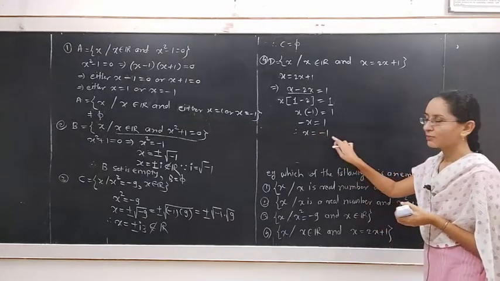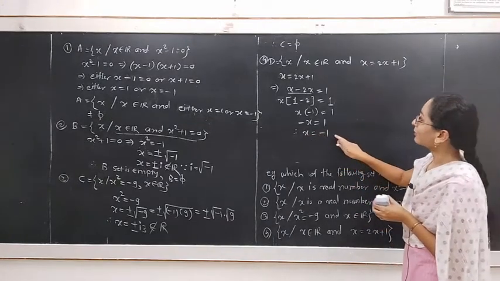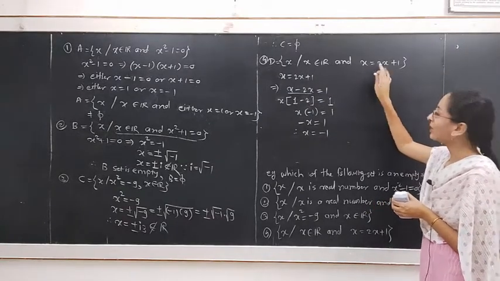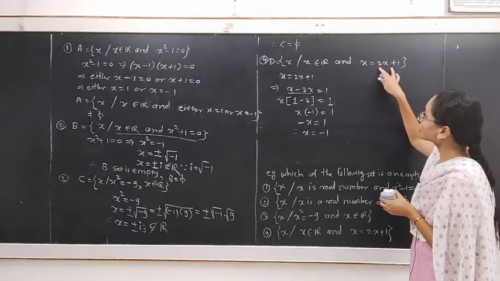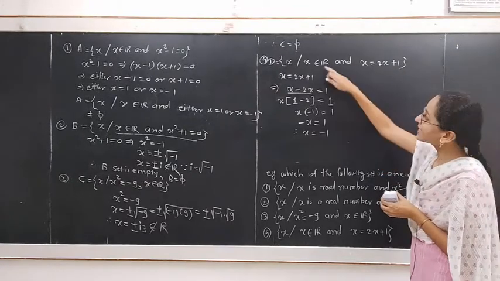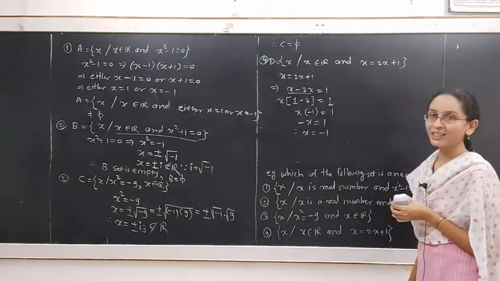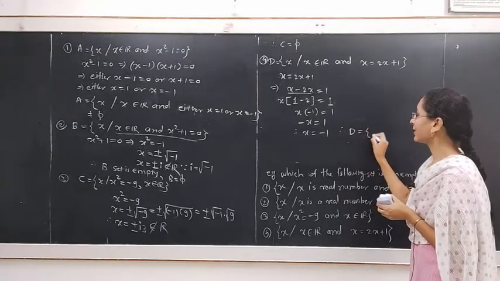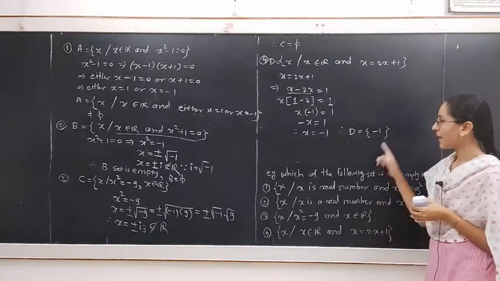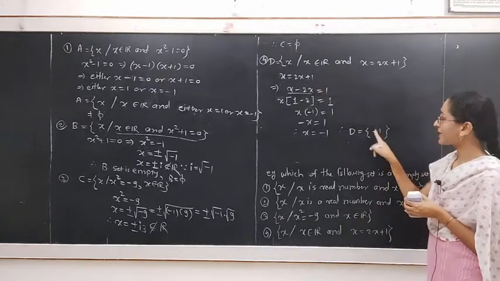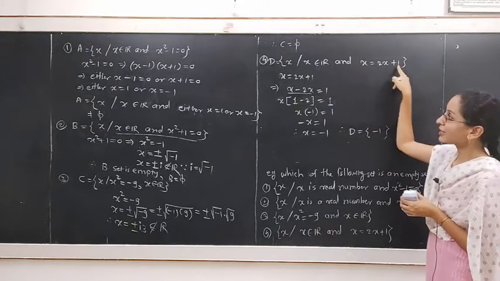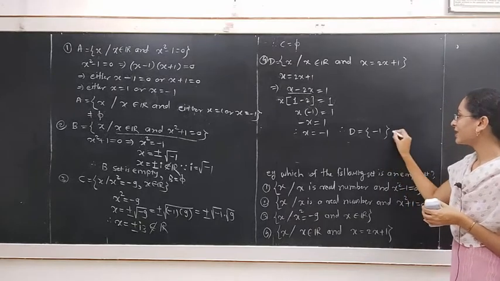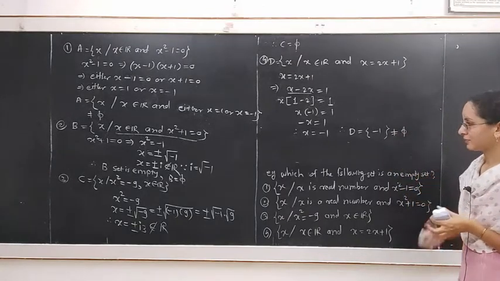And we know that minus 1 is a real number. Therefore, x belongs to R and x is a solution of this equation, x is equal to 2x plus 1. The solution of this equation is -1, which is a real number. Therefore, this set D contains one element. Therefore, the set D is equal to {-1}, where -1 is a real number and -1 satisfies this equation. Therefore, D is a singleton set having one element -1. Therefore, D is a non-empty set.